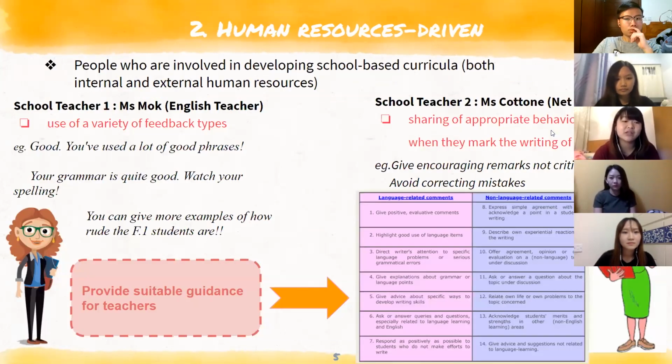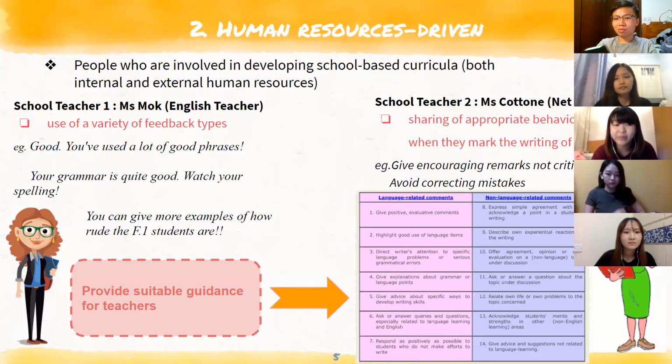The second philosophy is human resources driven, and it means people involved in developing school-based curricula, including both internal and external human resources. There are 2 major school teachers involved, Ms. Mok and Ms. Cotton. Ms. Mok used an array of encouraging feedback types, while Ms. Cotton shared appropriate behavior of teachers when they mark the writing of the student and provide suitable guidance for teachers.